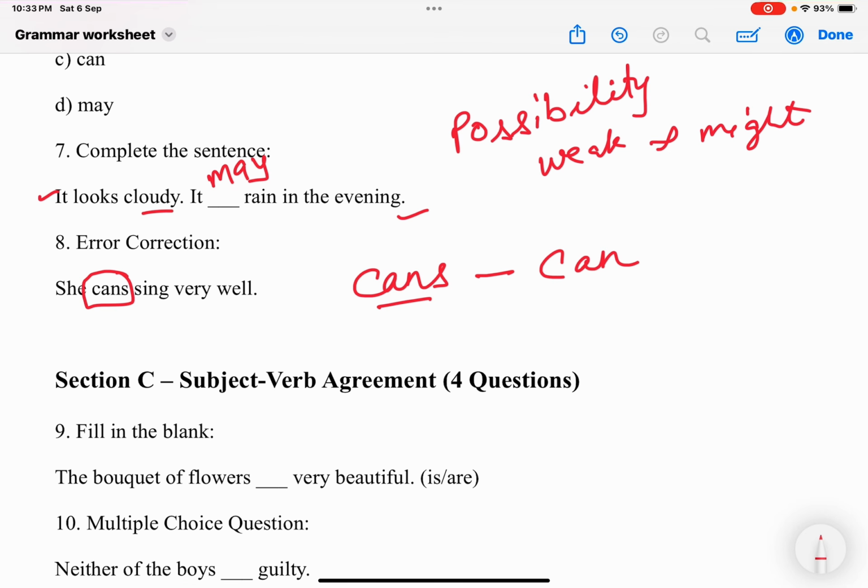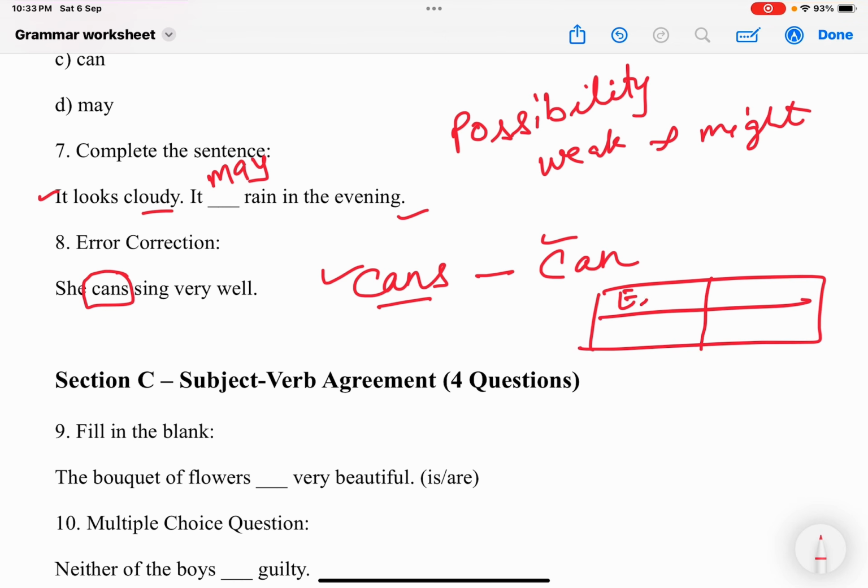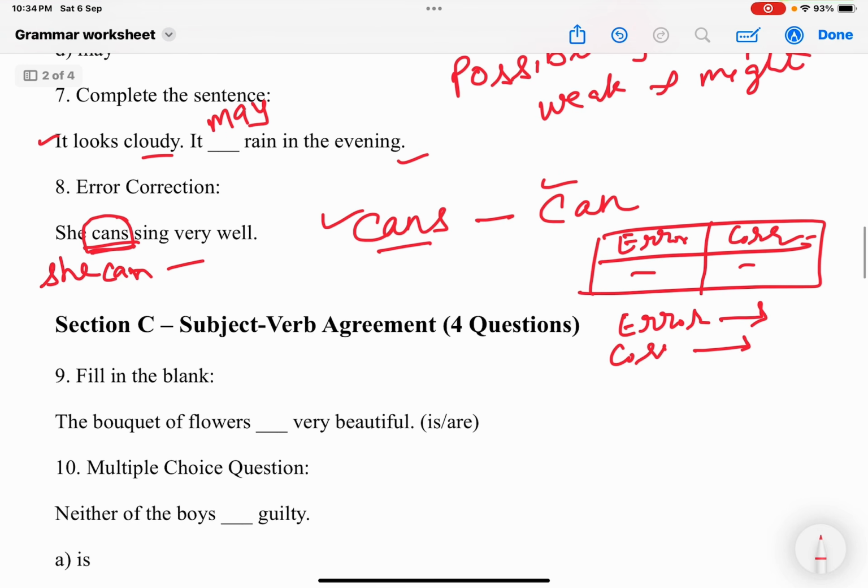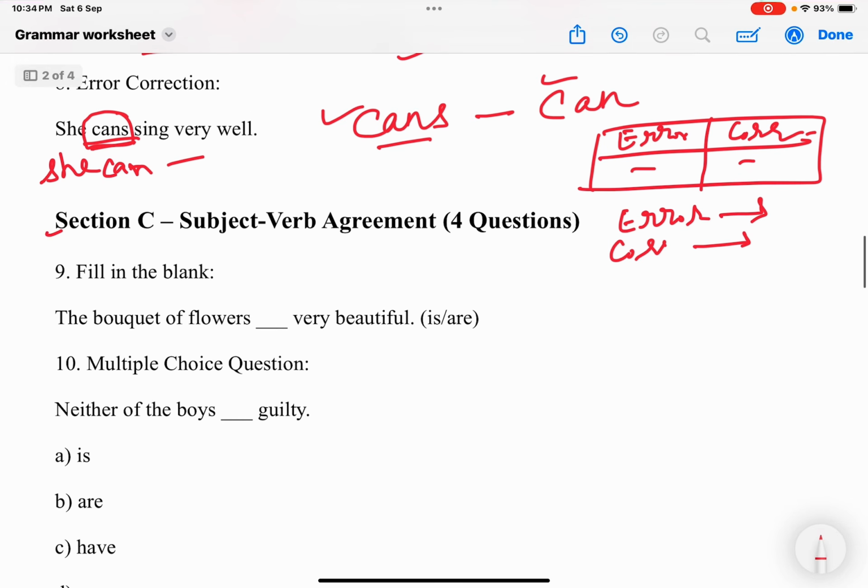Okay, let me tell you one thing. When the question is of error correction, we need to specify what is the error and what is the correction. So you can make a box like this, error and then correction and answer here. Otherwise, you can just write down like this, error this one, or correction this one. Another way to write is you can encircle or underline the error and then rewrite the correct sentence. Okay, means it must be clarified what is the error and what is the correction you are supplying in the sentence.